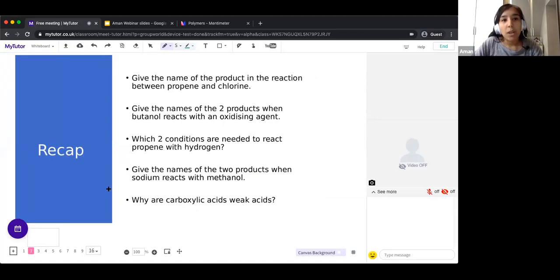Okay, so a quick recap. These are different questions from the ones that we did on Monday if you were here. So does anyone remember the name of the product in the reaction between propene and chlorine? So this is a recap from last week when we were looking at alkenes and alcohols. Does anyone remember what happens between propene and chlorine? Excellent, so great, dichloropropane.